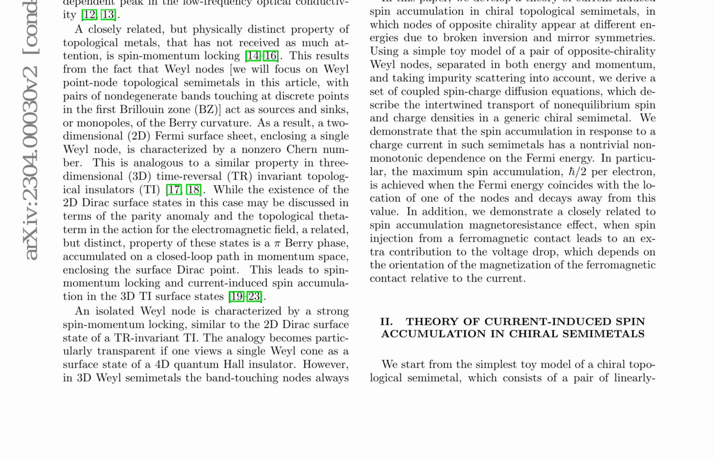Additionally, the authors demonstrate a closely related magnetoresistance effect, where spin injection from a ferromagnetic contact leads to an extra contribution to the voltage drop, which depends on the orientation of the magnetization of the ferromagnetic contact relative to the current. This paper provides insights into the properties of chiral semimetals and their potential applications in spintronics and other fields.